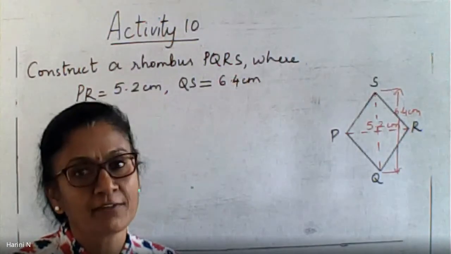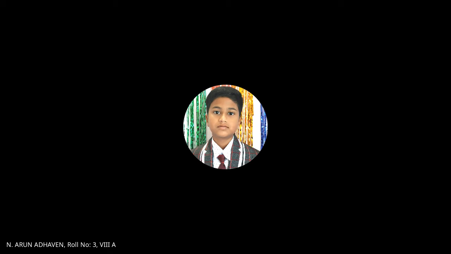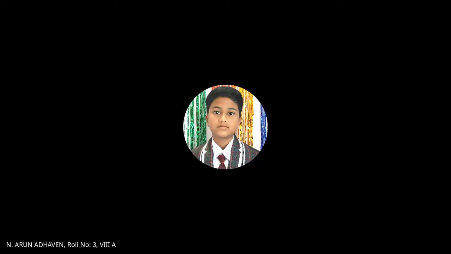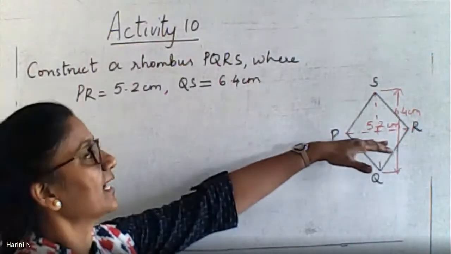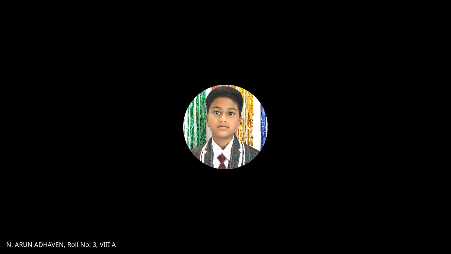So where do you start from, you tell me? I don't have the side given. We need the diagonal. Which one will I take as the base? Ma'am, PR. Yes. You will start constructing from PR itself. Ma'am, we can divide it by 2 and we can draw the QS which can bisect each other.